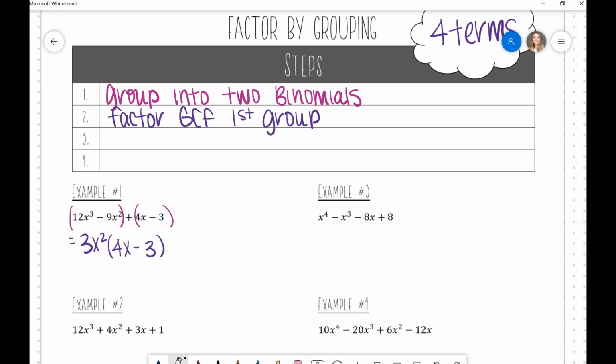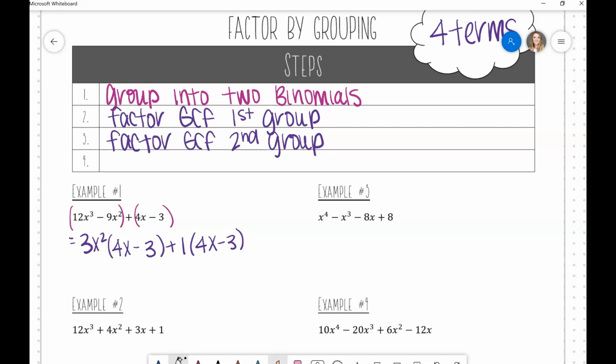Next, we're going to do the same thing, but now with the second group. So we will factor the GCF of the second group. Now for this one, we have a 4x and a minus 3. They don't have anything in common, so you could think of it as factoring out a 1. It's helpful to write that. And that's what we're left with.